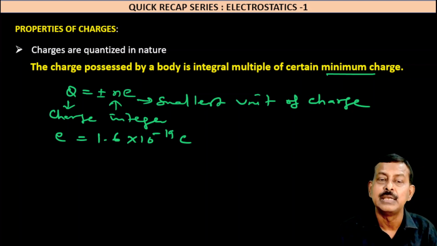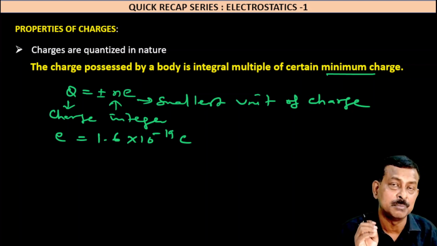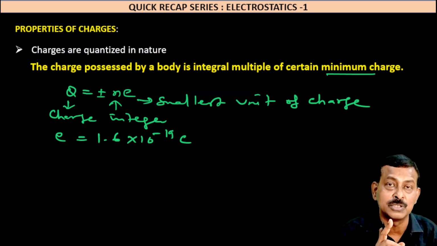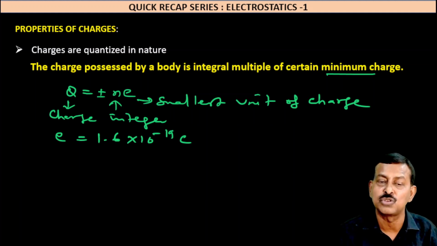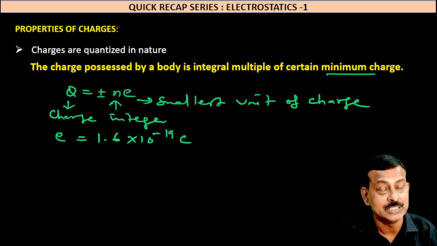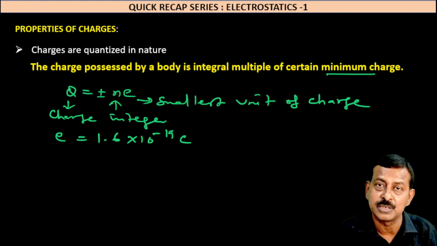So here, it is the integral multiple of a certain minimum charge, not the charge on the electron. Although for solving numericals, we take it as e, that is the charge on the electron.